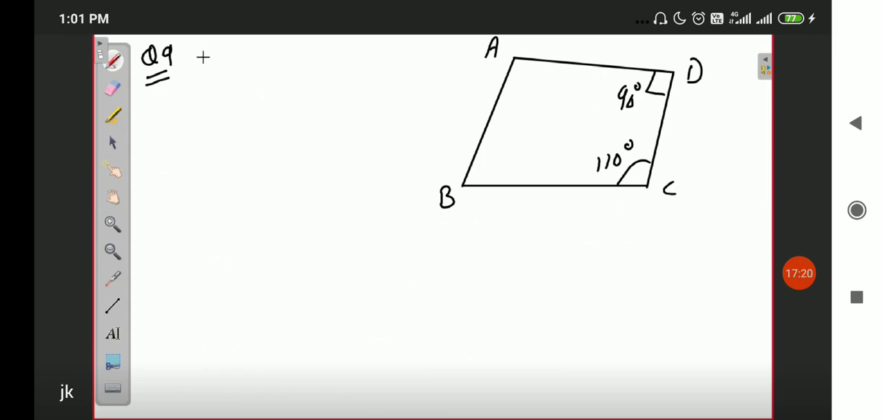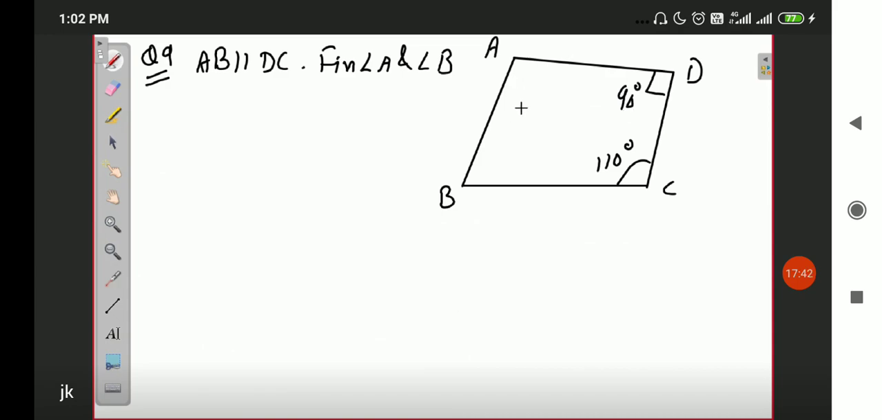What is given to us is AB length and DC length are parallel to each other. Find the measures of angle A and B. Find angle A and angle B. Once again, I will just show you how to do this question as well. You will do this by yourself in your homework copy.